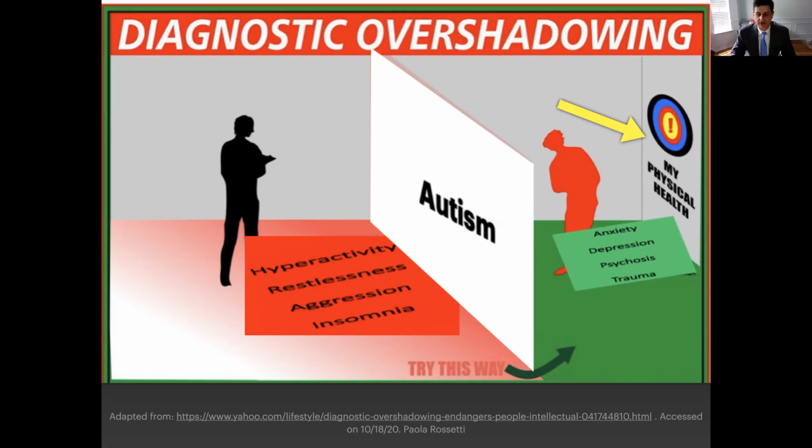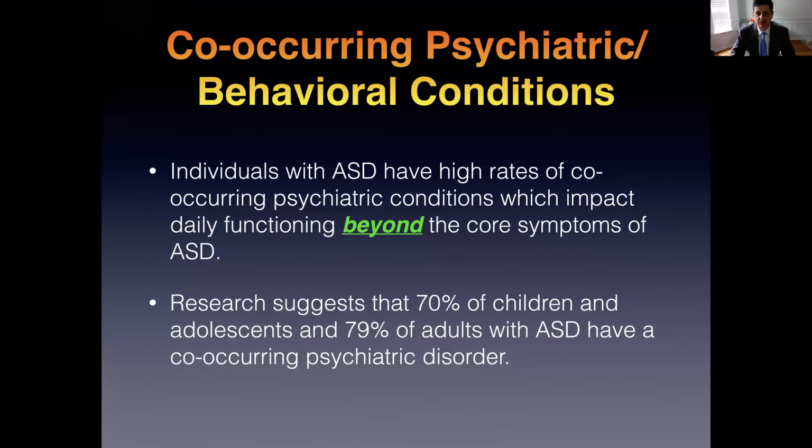Next, we're going to start into the meat of the talk with the co-occurring psychiatric and behavioral conditions. Individuals with autism have higher rates of psychiatric conditions, okay? And these are symptoms above and beyond the core symptoms of autism. Again, beyond the tree trunk. So we're talking about up in the leaves and the branches of the tree. The rates are extremely high. In kids, about 70% of kids with autism have a comorbid psychiatric condition. That includes adolescents. And then about 80% of adults with autism have a co-occurring psychiatric disorder. So again, this is the rule rather than the exception.